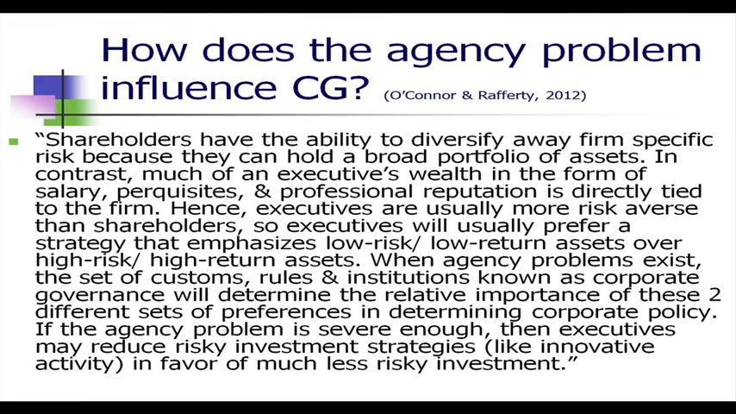When agency problems exist, the set of customs, rules, and institutions known as corporate governance will determine the relative importance of these two different sets of preferences in determining corporate policy. If the agency problem is severe enough, then the executives may reduce risky investment strategies like innovative activity in favor of much less risky investment.